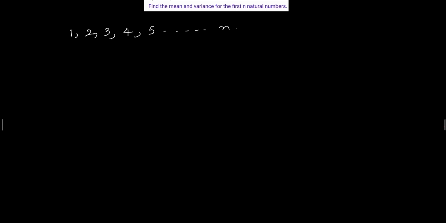Now, what is the formula for mean? Mean is sum of all natural numbers, first n natural numbers, divided by how many of them? N of them. We know sum of all natural numbers is actually sigma xi, i equals 1 to n, and we know that is given by n into n plus 1 divided by 2.